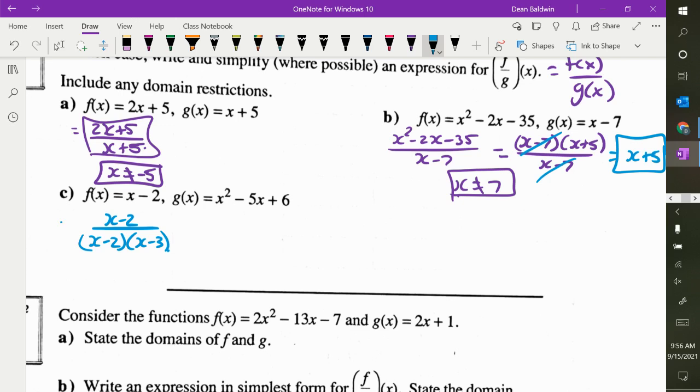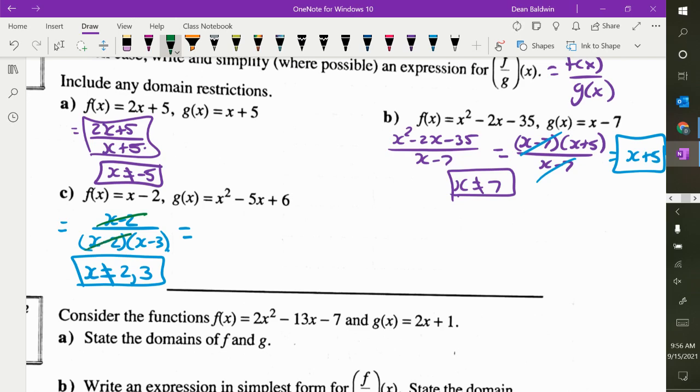Okay. What are my domain restrictions? What is x not allowed to be? 2 or 3, or 2 and 3. Okay? You can have multiple domain restrictions. Okay? 0 works. Right? Because if you put 0 in, you get 6 on the denominator. But x cannot equal 2 or 3. There's your domain restrictions. Now, what cancels? The x minus 2's.